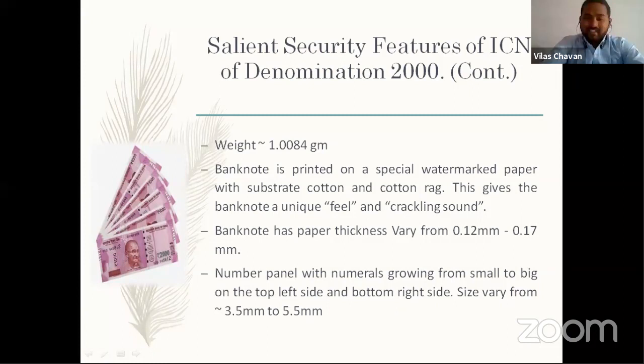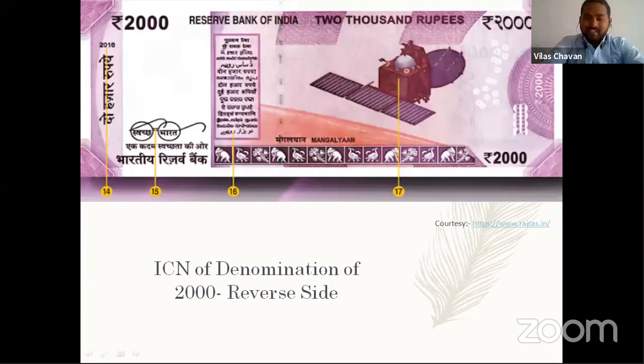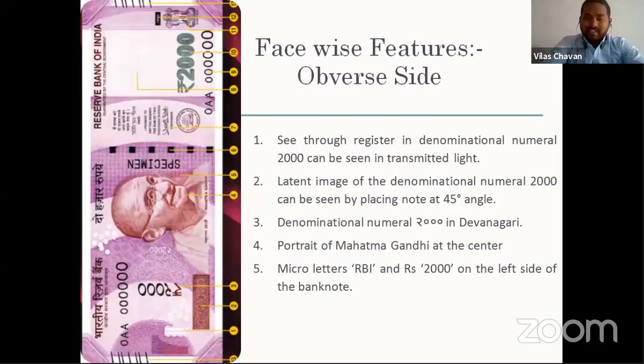So this is the word of denomination. Here some numbers are given to each of the security features, and this is the reverse side. We'll discuss them one by one, and these are all features already available on RBI's website. So the first is the see-through register, where the denomination numeral can be seen in transmitted light. And then next comes the latent image of the denomination, which can be seen by placing the note at a 45 degree angle.